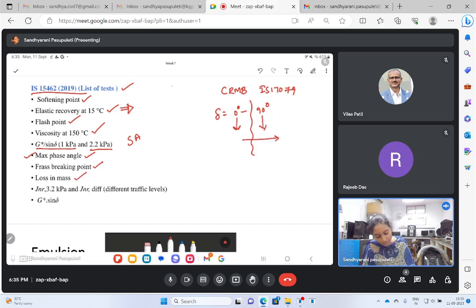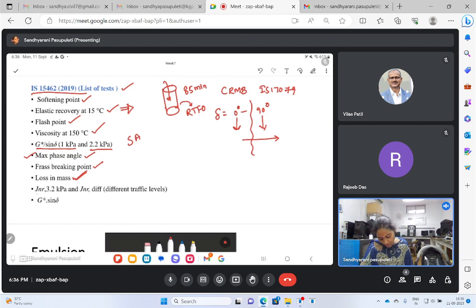So when we are performing this RTFO, which is rolling thin film oven, it is to understand the short term aging properties. When I fill this bottle and do the short term aging for 85 minutes in RTFO, before keeping this bottle into the RTFO, we have to take the weight, and after removing this bottle from the RTFO, if we take the weight, there will be some loss in mass. That can be understood from this experiment.